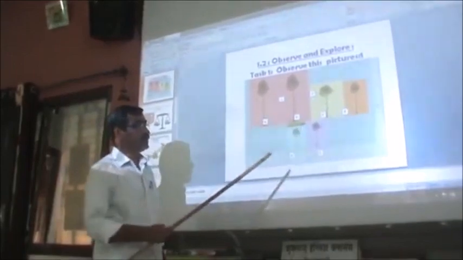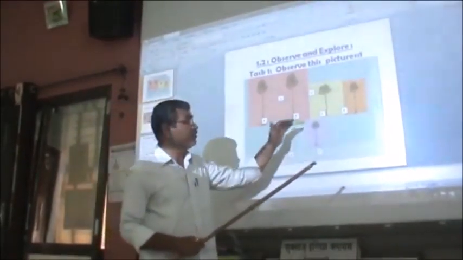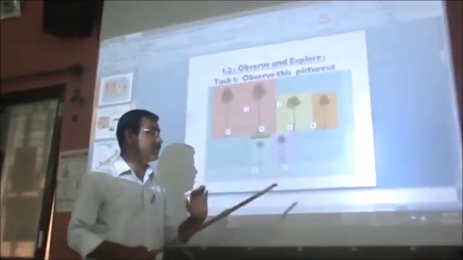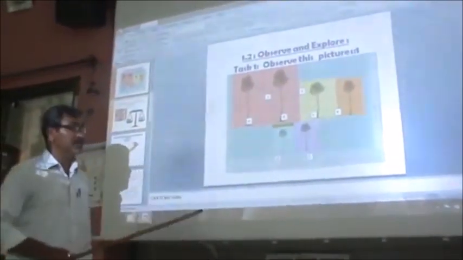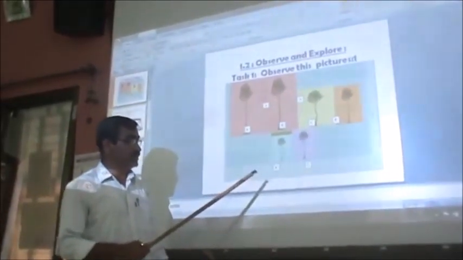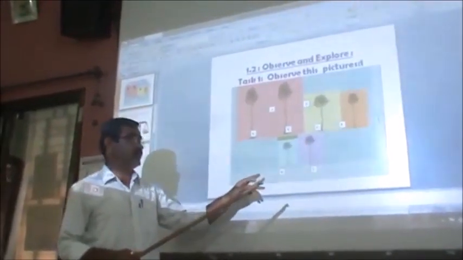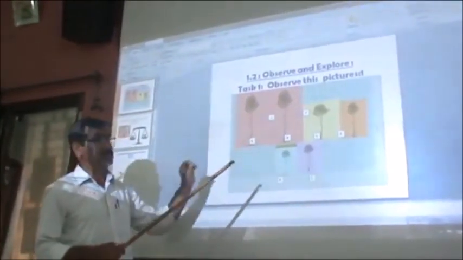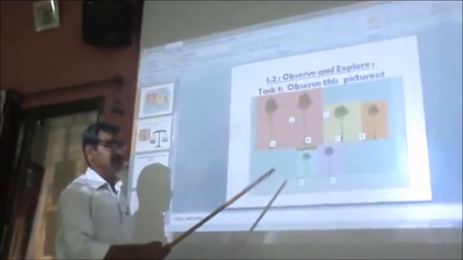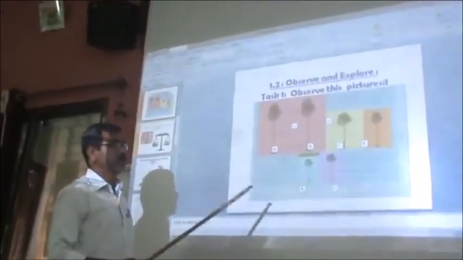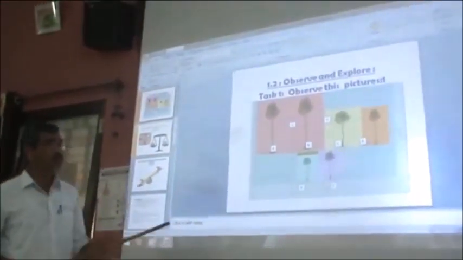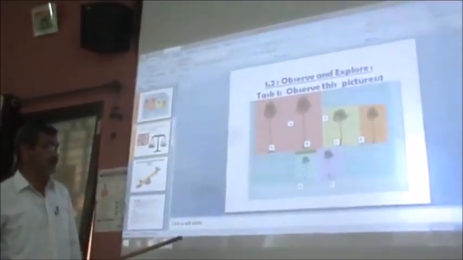Similarly, in the second picture, the height of the first tree is greater than the height of the second tree. Therefore, x is greater than y. And in the third picture, the height of the second tree is greater than the height of the first tree. That is, y is greater than x. In the first picture, x is equal to y. This is called equality. And in the second and third pictures, x is greater than y and x is less than y. This is called inequality. This is the concept of equality and inequality.